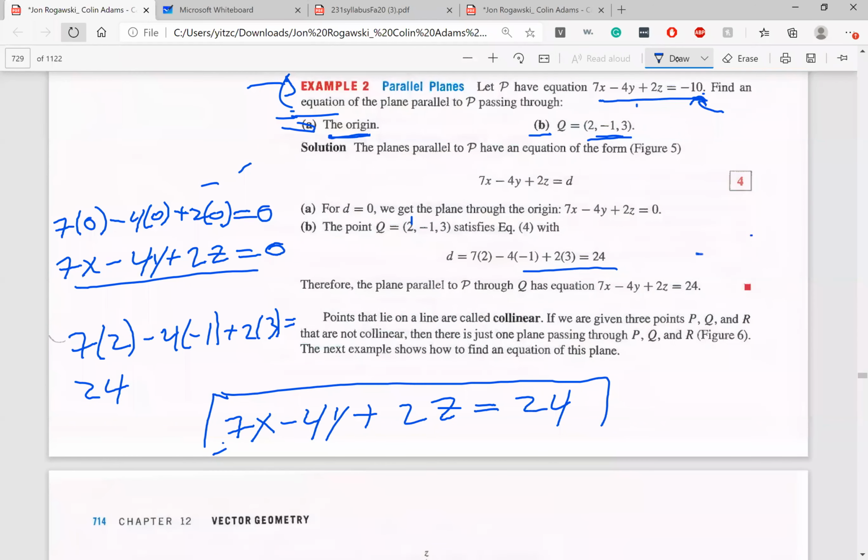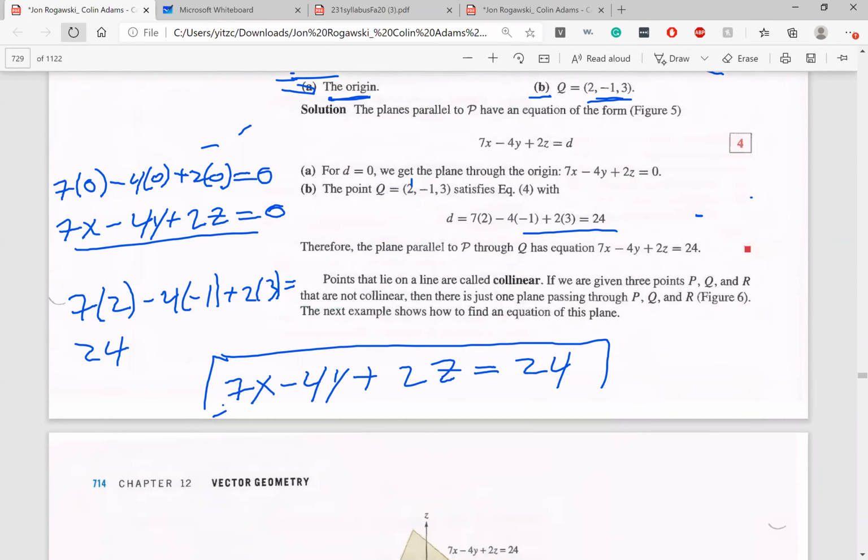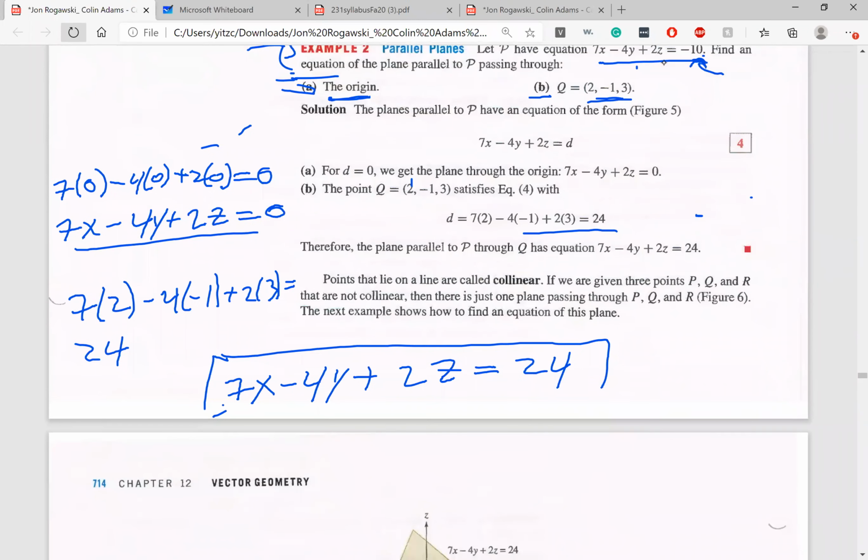Any questions about this? Is it clear? It's making sense. Yeah. Okay.